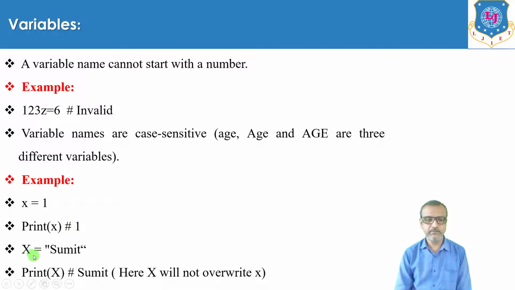But for this capital X equals to Sumit, what will be the output of print of X? That is nothing but Sumit. You can see that both the variables, small x and capital X, are different variables. Here this capital X will not override this small x. Why? Because variable names are case sensitive.